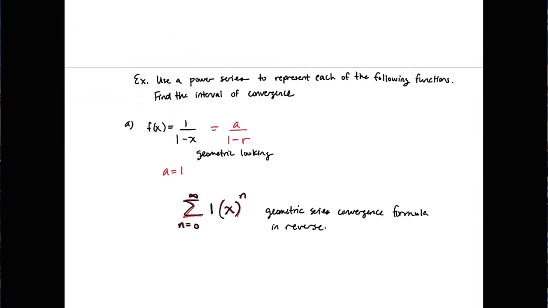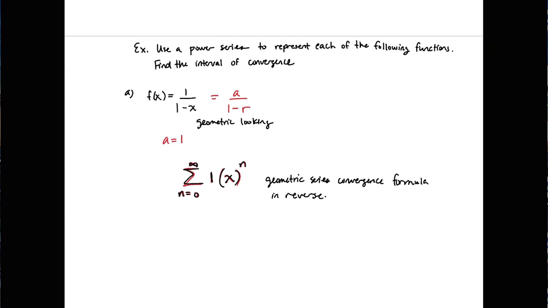Okay, and then for the second part we were directed to find the interval of convergence. Remember, for a geometric series, your radius has to be less than 1. So in each of these, we're going to look at our geometric series and set the radius part to be less than 1.